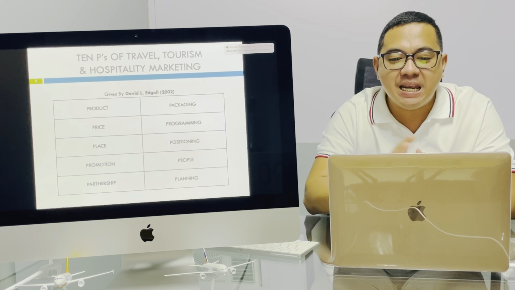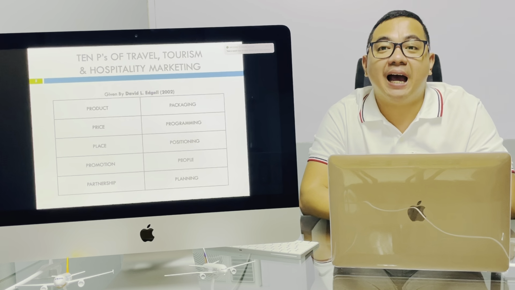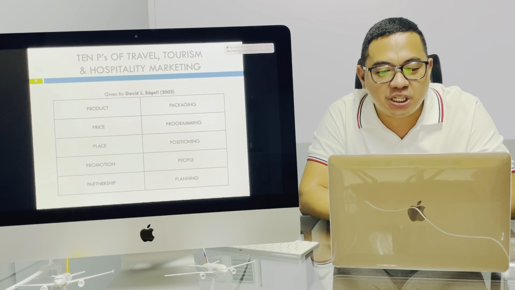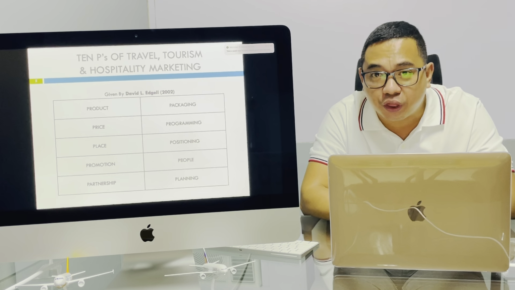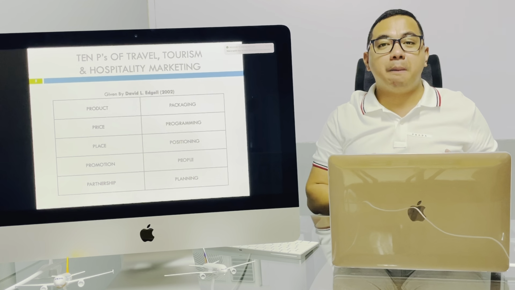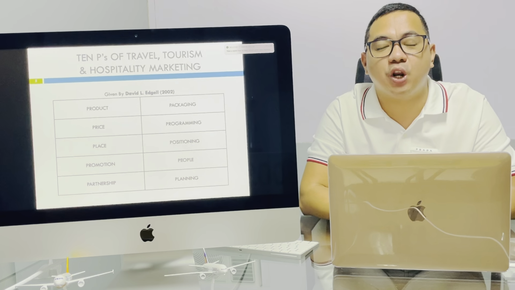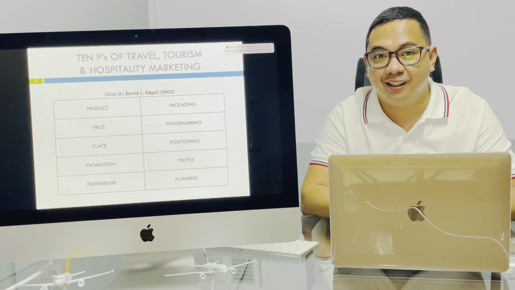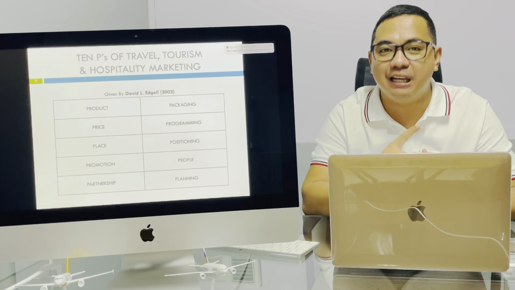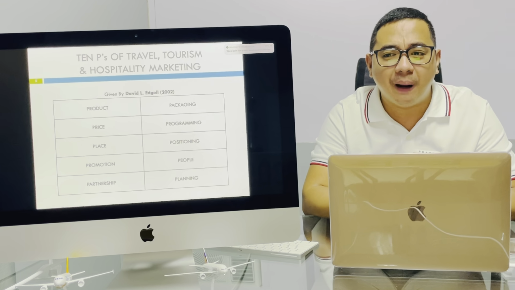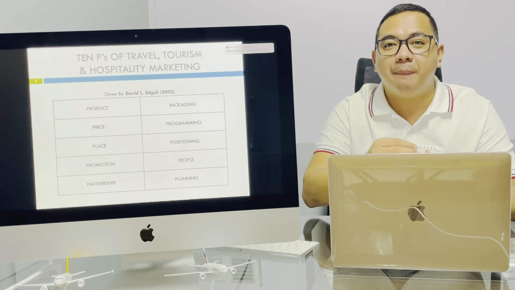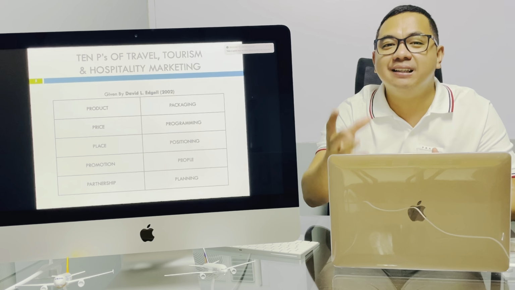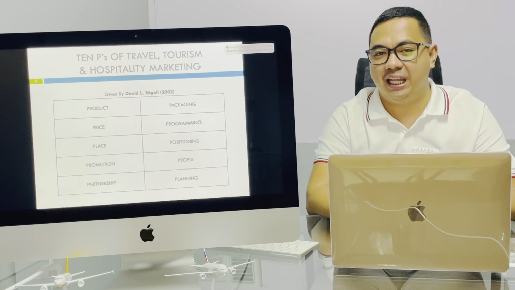Ano ang 10 P's of travel, tourism, and hospitality marketing? This is very much important. Okay? So according to Mr. David Edgell of 2002, amo ni ang 10 P's of the travel, tourism, and hospitality marketing. First one, you need to have the product. Okay? So ang product, it should be saleable. Ang product, dapat may value. Dapat sought after product. Dapat ang product something nga makaintay sa interest ng imong kliyente.